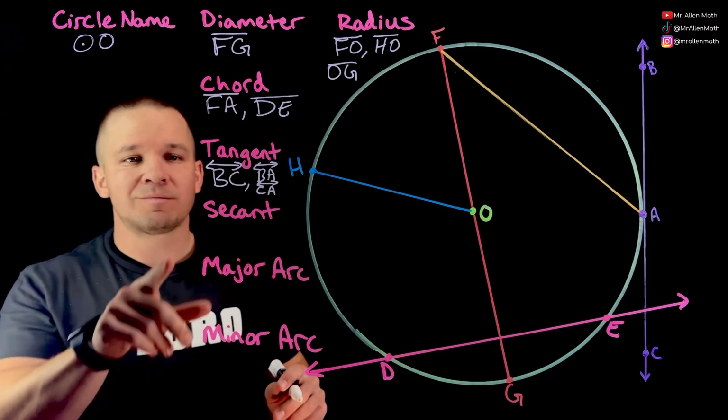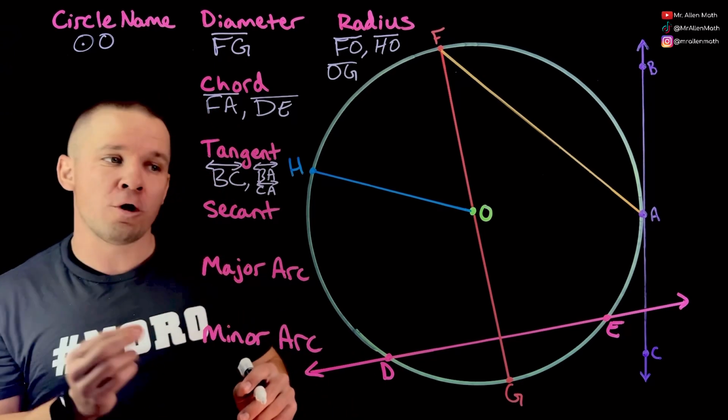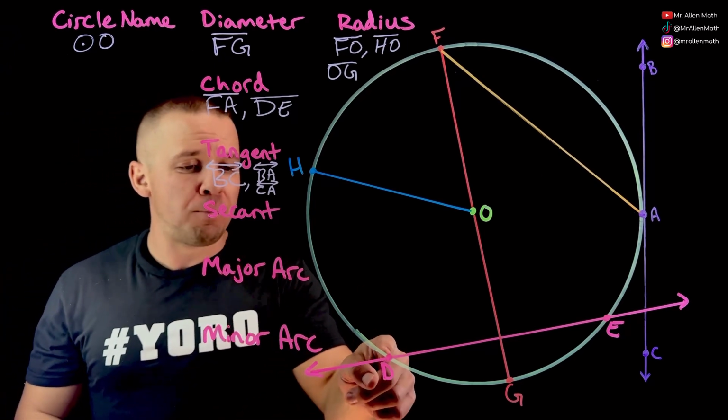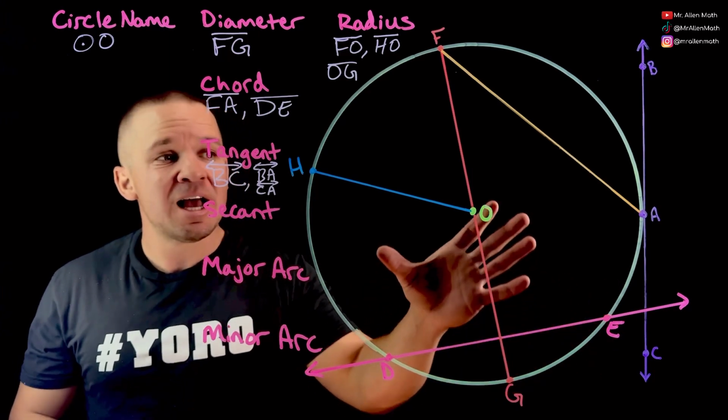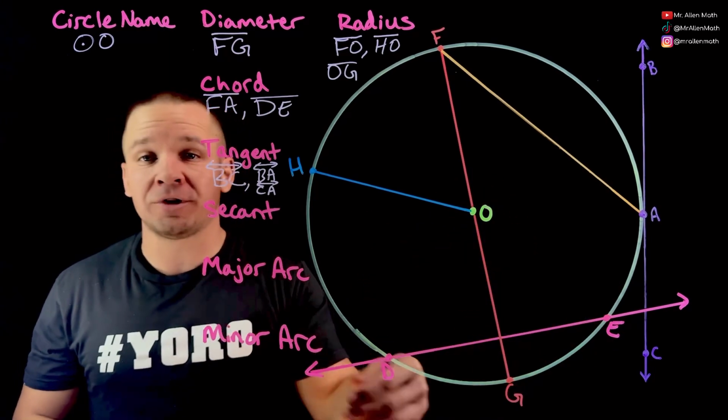Now onto the secant. This is what I was going to talk about up in the chord area. The portion of the secant that is in the circle and on the circle, that's a chord.